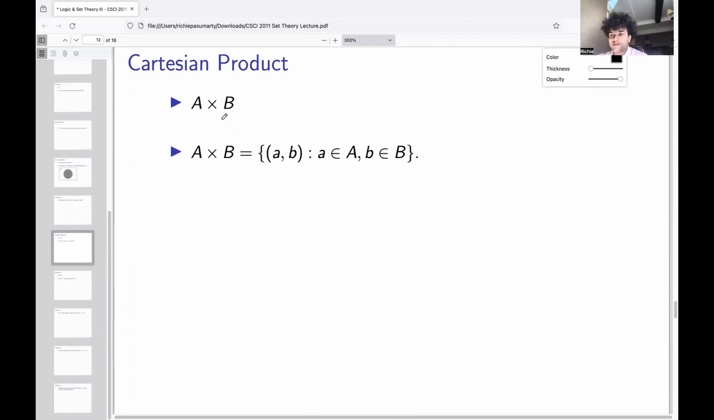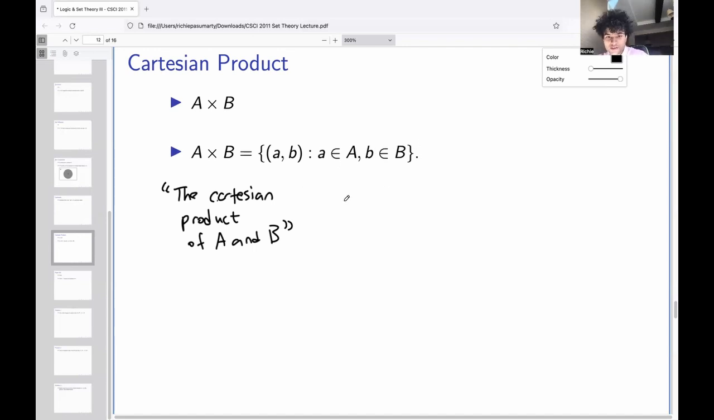So when we have 2 sets, we can take the Cartesian product of those sets. So let's go ahead and read this slowly. The Cartesian product of A and B, that's how I read this symbol up here, is equal to the set of ordered tuples (a, b) such that the first element a is from A and the second element b is from B.